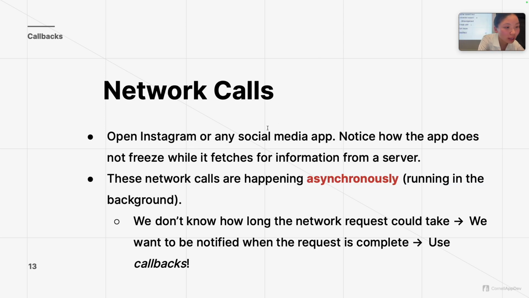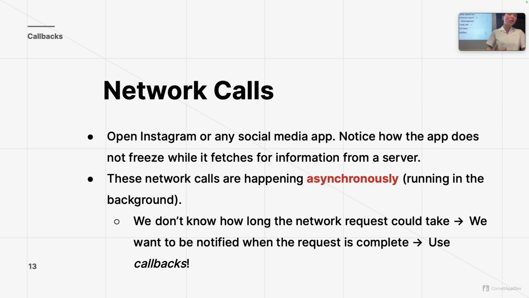Okay, let's move on. So for Instagram, a lot of the information that we fetch is from their servers, right? There's no way we're going to be able to store all those reels and all those images locally on our computer. So every time we want to fetch posts for our own feed, we're basically making a whole network request to their servers. Does that make sense?